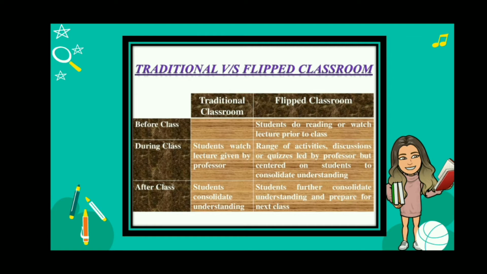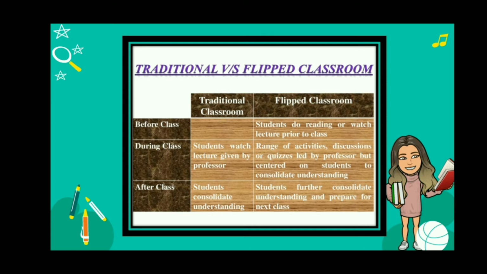In the traditional classroom, there are no lessons prior to class. Before class, we have nothing. During class, students watch the lecture given by the professor. This is the moment that students are able to engage with the lesson during class. And after class, students consolidate understanding. So consolidation or processing of understanding about the lesson can only occur after class since the lesson was only introduced during class. While in the flipped classroom, we've got pre, during, and post.